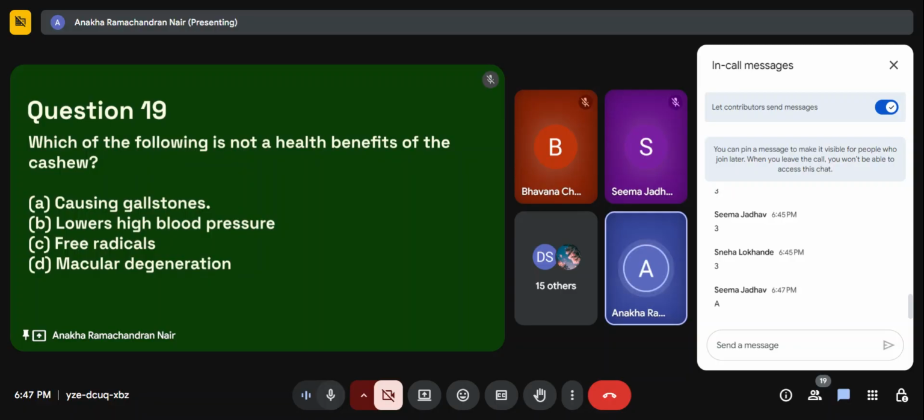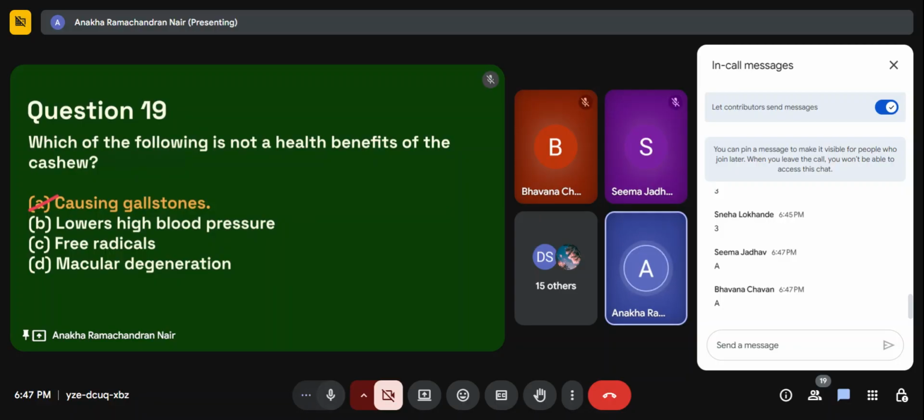Yes. So this is a very obvious answer, right? Causing gallstones cannot be a benefit at all. So the correct answer is in fact causing gallstones, which is not a health benefit of eating cashews. Right? So I'm assuming there are no doubts in this question.